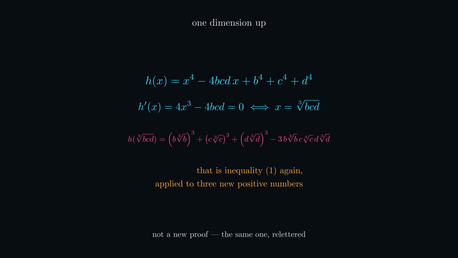Look at the shape of that. It is precisely the first inequality again, applied to 3 new positive numbers. The 4-variable case is not a new proof. It is the 3-variable case, wearing different letters. Equality, for the same reason, needs all 4 numbers equal.